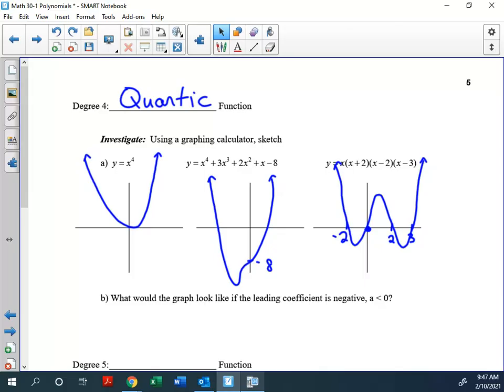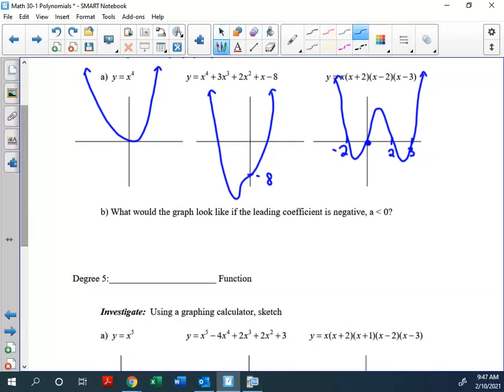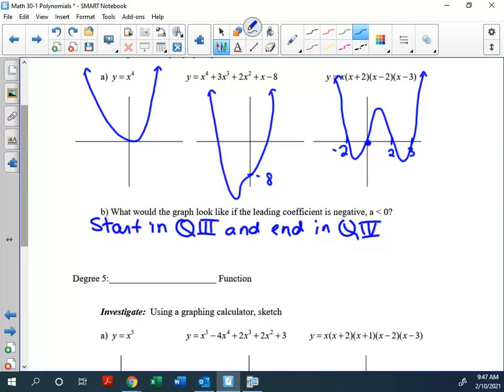So, behaves like a parabola. If my leading coefficient is negative, what's it going to do? It's going to behave like a parabola, correct? So, what would the graph look like if the leading coefficient is negative? It would start in quadrant 3 and end in quadrant 4. So my statements that I'm writing, do you see how I'm changing it from behave like a parabola to being very specific about where it starts and where it ends? So now we're using quadrants to define the characteristics.